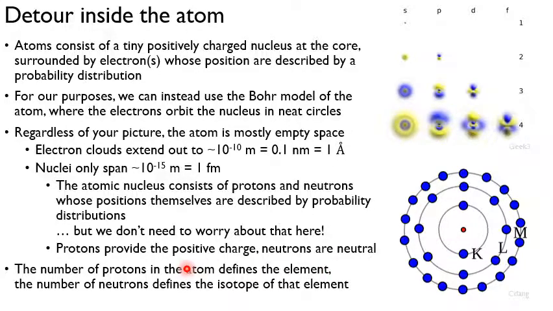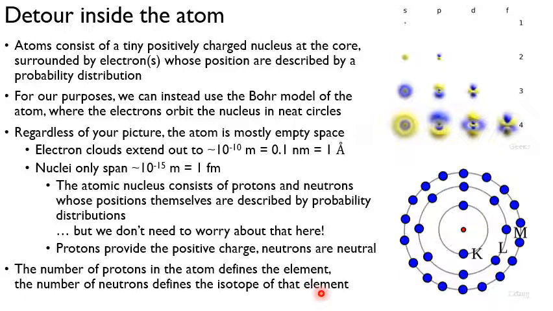So the number of protons in the nucleus inside your atom defines the element. For instance, if my nucleus has 1 proton, that's hydrogen. If you have 6, you're carbon; 8, you're oxygen; 50, that's the element tin, and so on. And the number of neutrons defines the isotope of an element.